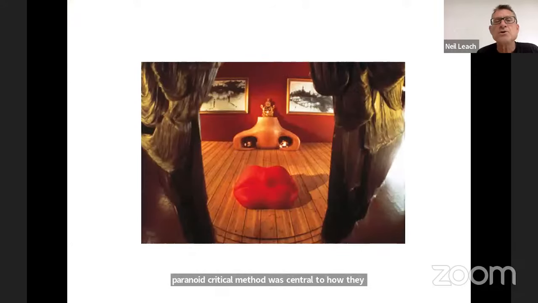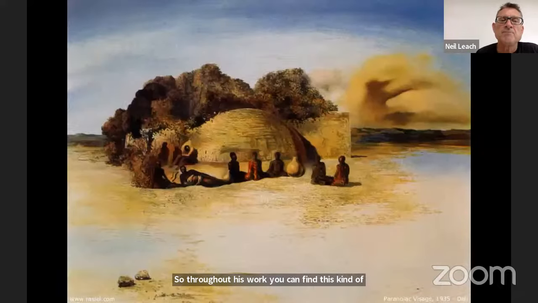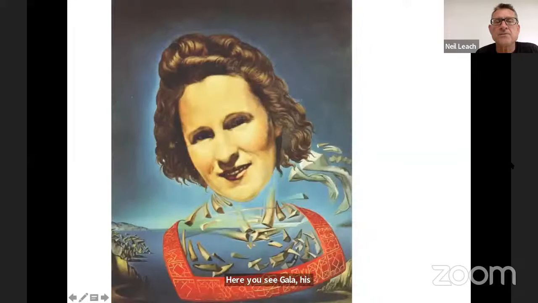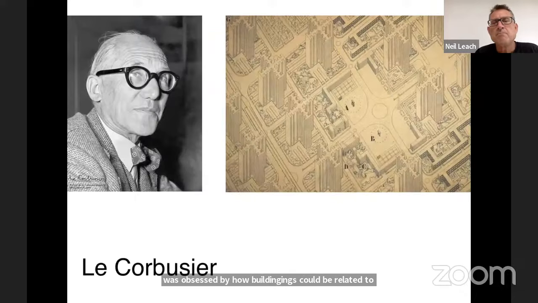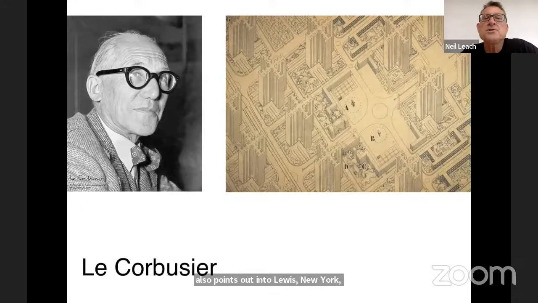And so throughout his work, you can find this kind of anthropomorphization appearing. Plenty of examples. Here you see Gala, his partner, in the foreground, and Gala architecturalized, as it were, in the background. And again, Gala once more, and so on. There's a central theme in Dali's work where he was obsessed by how buildings could be related to human bodies. By contrast, and this is something that Rem Koolhaas also points out in Delirious New York, Le Corbusier took a very, very different approach, and he contrasts the way in which they both engaged with the theme of New York.